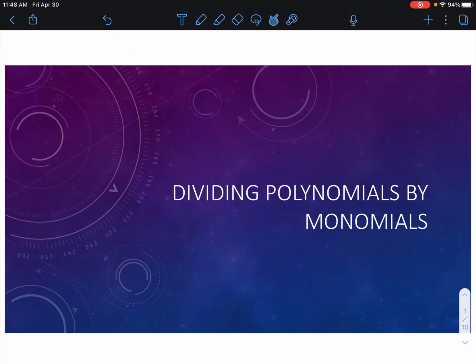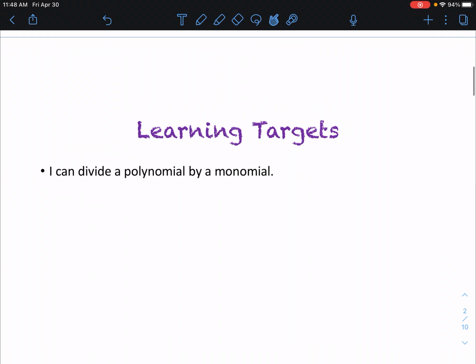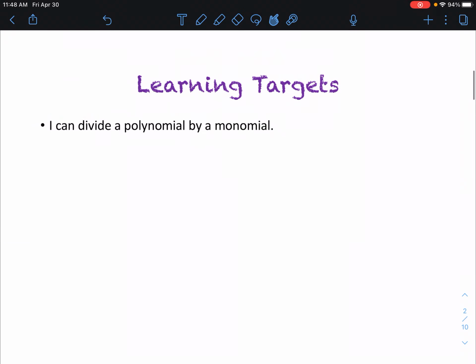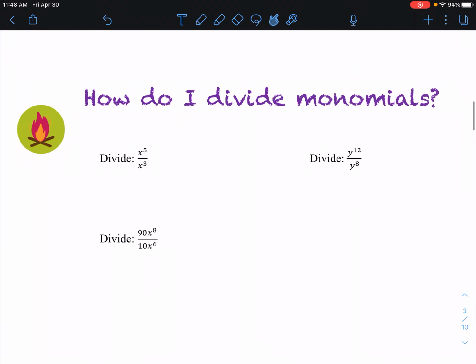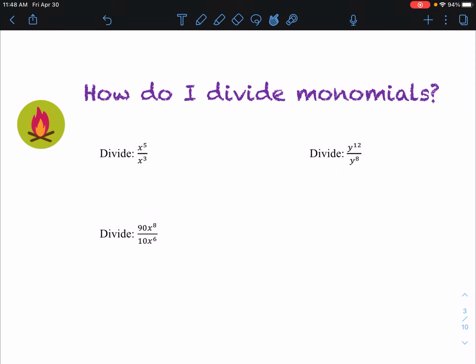All right, so the second part of our polynomials unit is talking about how do we divide polynomials. And we're going to begin this unit by starting with dividing a polynomial by a monomial, and then we'll gradually get a little bit bigger and talk about how that works. Okay, so that's our learning target.